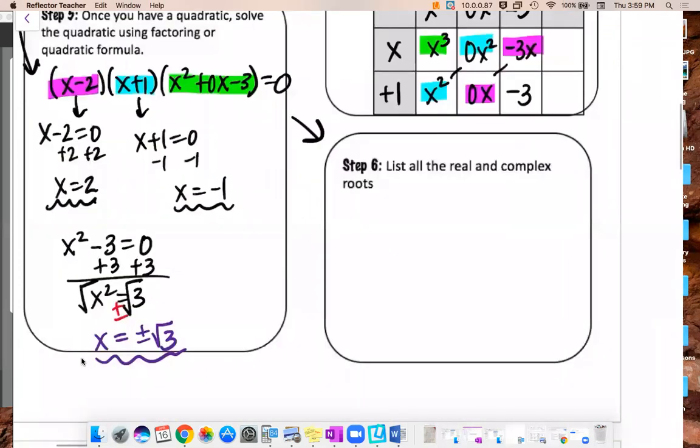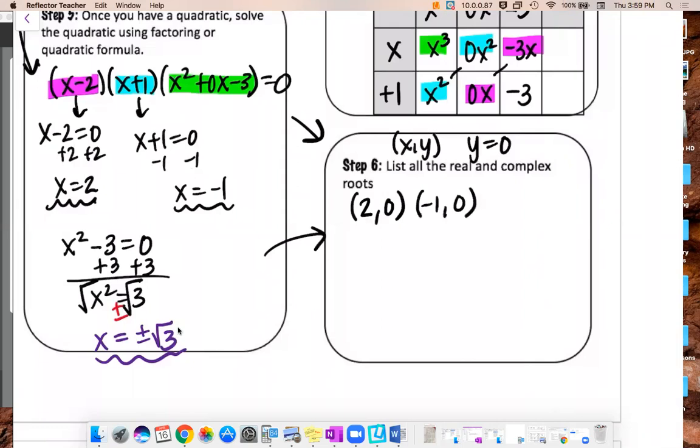So now whenever you're listing out your solutions, you write them as points. Remember our points are x, y, and our y values were equal to 0 for all of these. So for this first value, I'm going to have a root at 2 comma 0, which is just an x-intercept. And I'm going to have another x-intercept at negative 1 comma 0. And then I'm going to take this one and break it into 2 parts because you have a positive square root of 3 and a negative square root of 3. So you have positive square root of 3 comma 0, and negative square root of 3 comma 0. And those are all of your solutions to this polynomial.